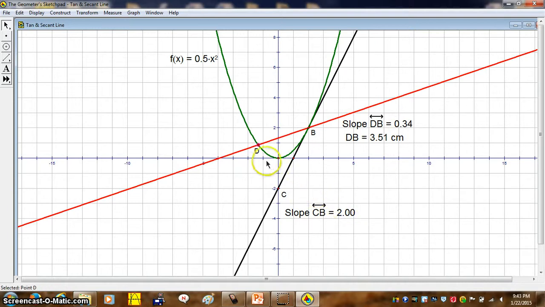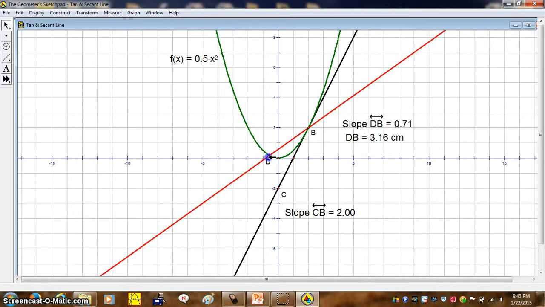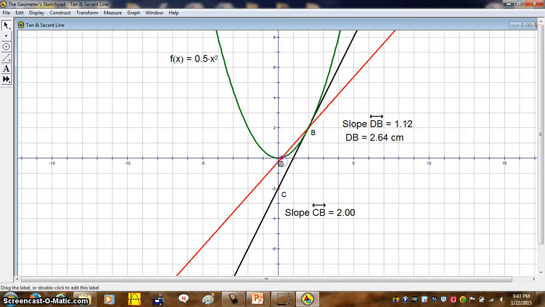So what do I do? Well, the idea is to take this point D on the secant line and move it a little bit closer to point B, my point of tangency. As I do that, two things are going to occur. One, the length of DB, or the length between points D and B on the curve on my secant line, gets smaller. Likewise, my slope, 1.12, while still not equal to 2, is a lot closer to the slope of the tangent line than it was.